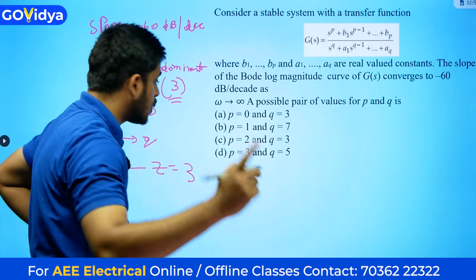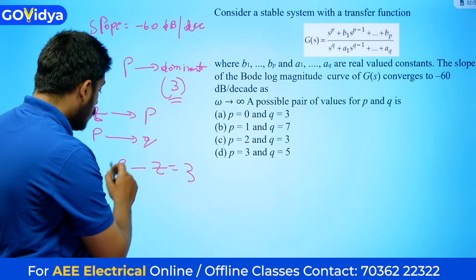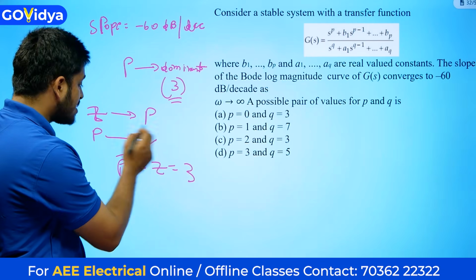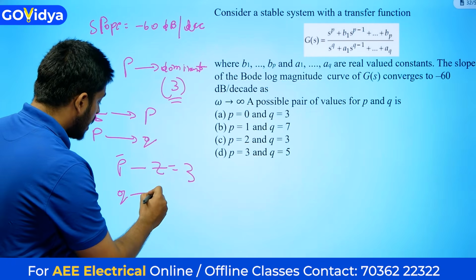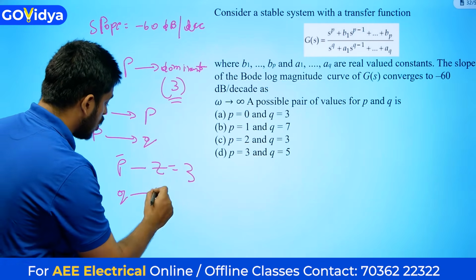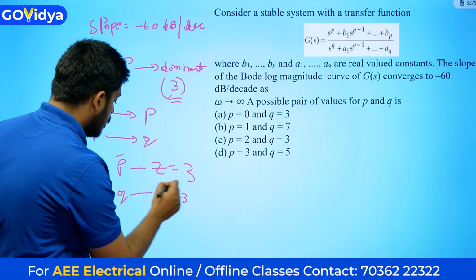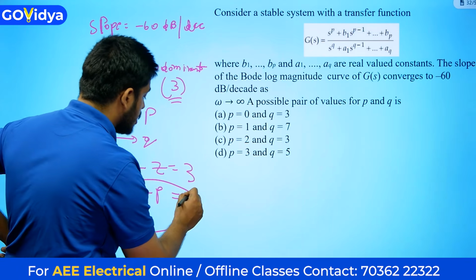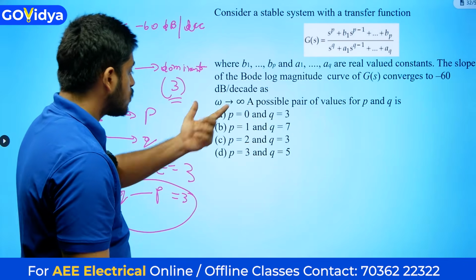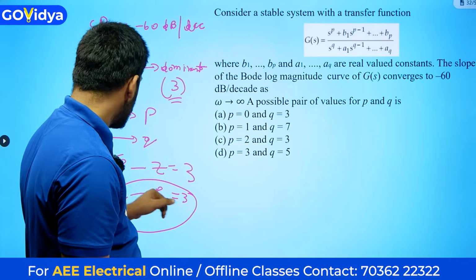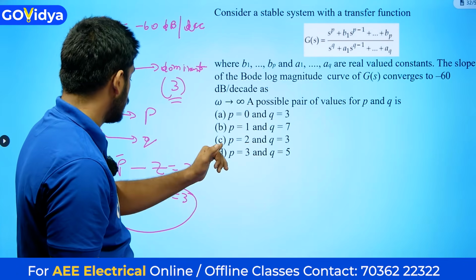Why? Because it is going to have minus 60 dB per decade. What is the value of poles here? Poles are represented by small q, and zeros are represented by small p. Q minus p should be equal to 3. This is the main equation which we have considered. After this point, we need to see the options, where q minus p will be 3.